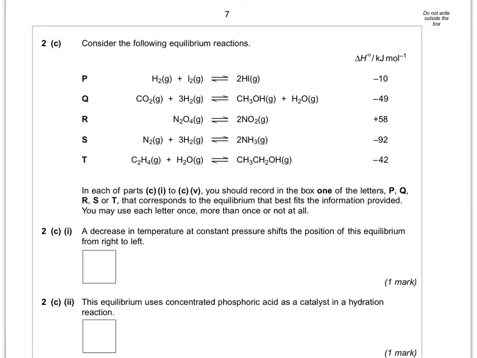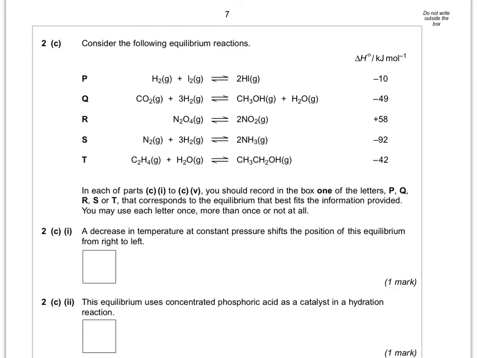So this is a slightly different way of asking Le Chatelier's principle questions. It's not asking you to actually explain your answer, it's just asking you to pick the correct reaction for the question. So you've got 5 reactions here, all with different enthalpy changes, all with different numbers of moles of reactants and products. And it says to choose one of these letters and to answer each of the questions.